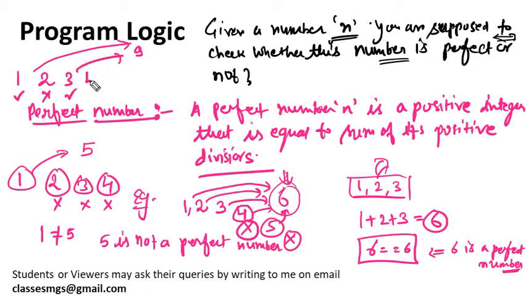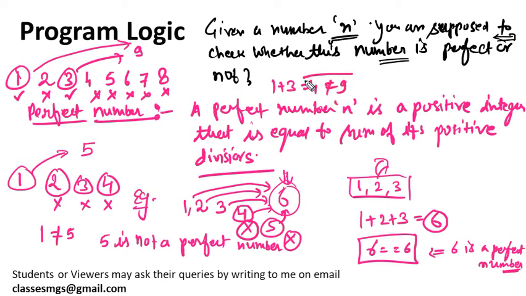1 will be added. 4 not dividing. 5 not dividing. 6 not dividing. 7 not dividing. Up to 8 we need to check. So only 3 and 1 are dividing 9 completely. So add those numbers. 1 plus 3 is what? 4. That is not equal to 9. So 9 is not a perfect number.